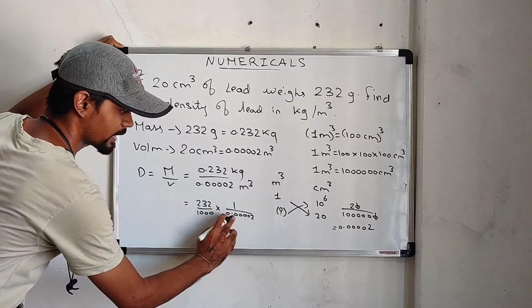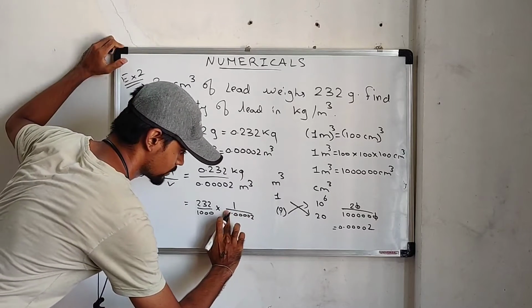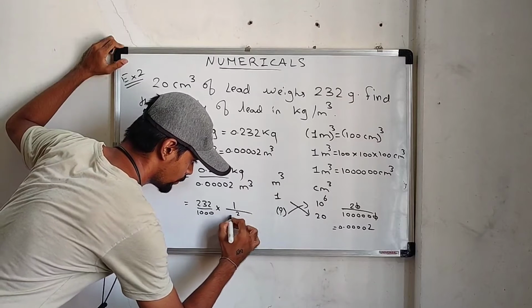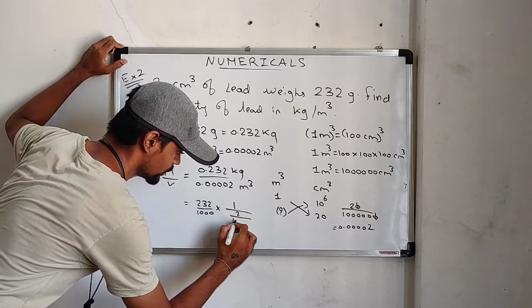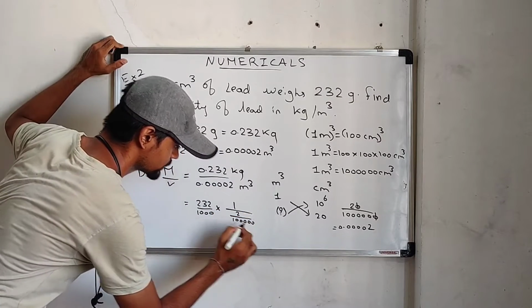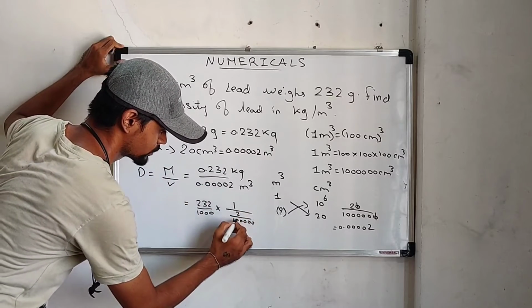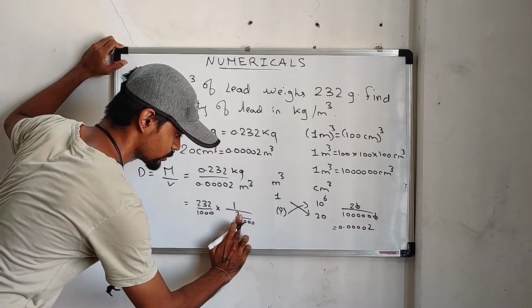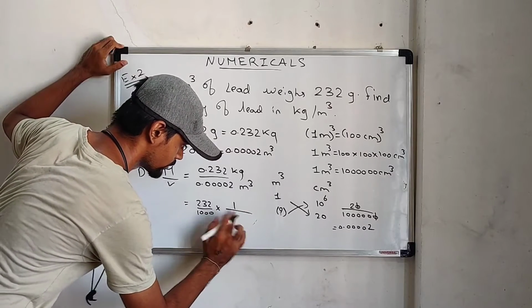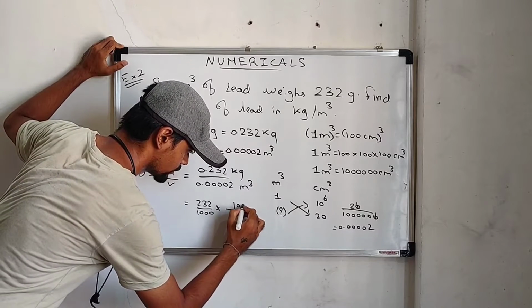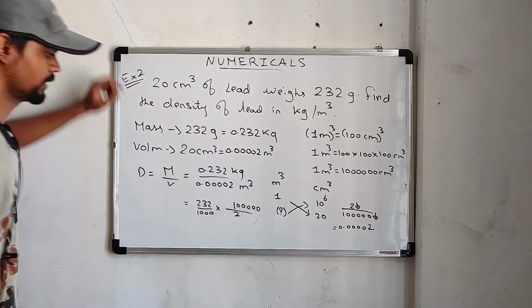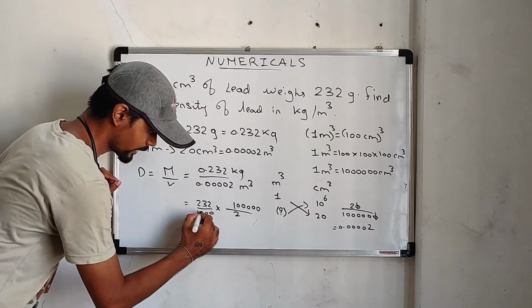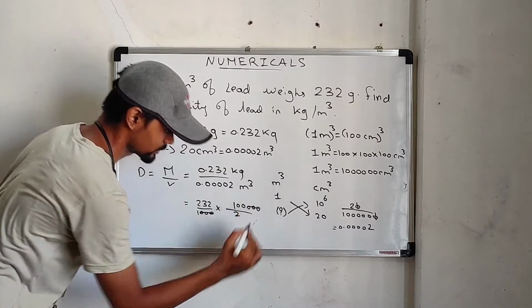0.00002. Can I write this as 2 upon 1 followed by how many zeros? After the decimal, how many digits are there in total? 1, 2, 3, 4, 5. So 3, 4, 5. Now this 1000 will go on the numerator. So can I write it over here? 3, 4 and 5. Now simply you just have to cancel 3 zeros and here 3 zeros.